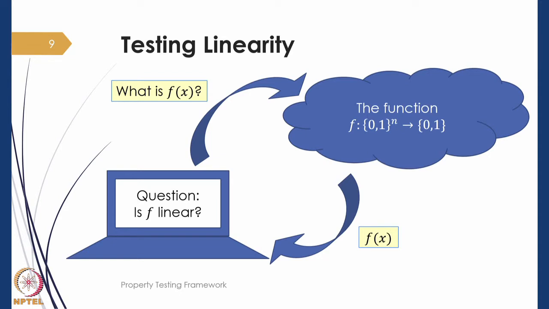The second property testing example that we will consider is testing the linearity of a Boolean function f. The Boolean function f will be stored in a cloud, and the local computer has access to the function via queries of the form: what is the value of f of x for some given x? Using the responses, we will have to answer the question of whether f is linear. And of course, we will formally define linearity of Boolean functions in the third segment when we discuss this topic.